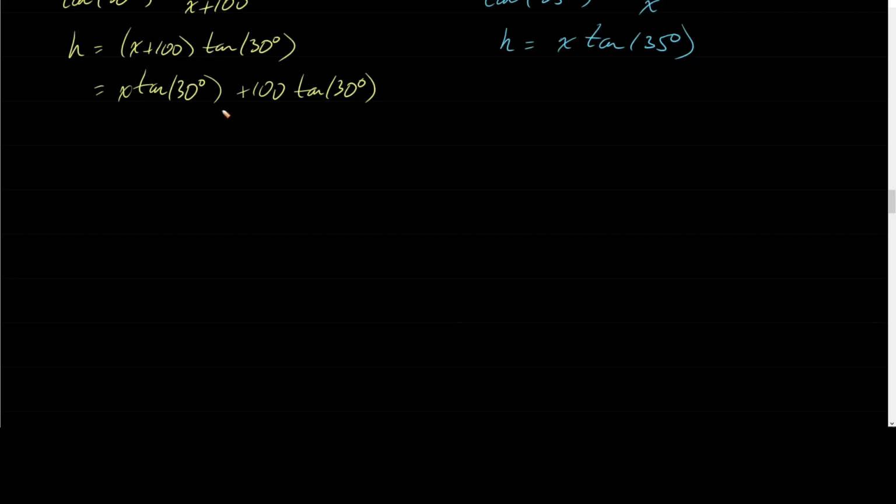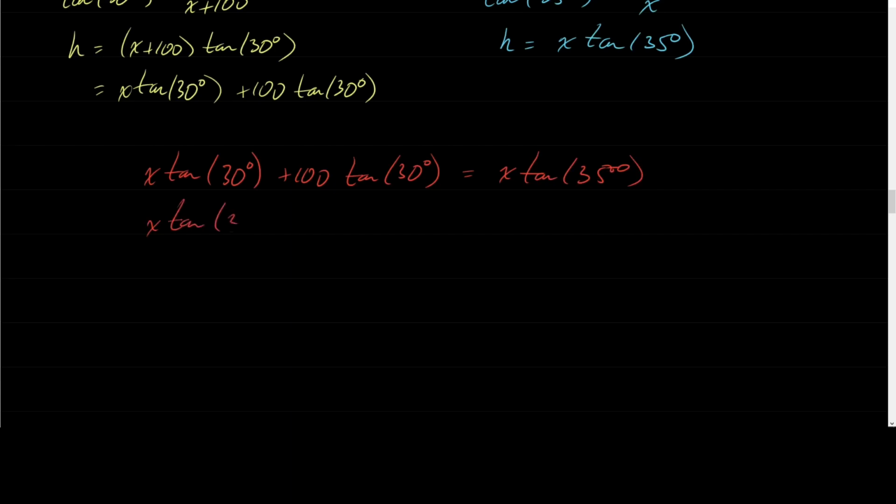So we're going to say here, since I'm going to set these two equal to each other because they're both the same height, I'm going to say that x tan of 30 degrees plus 100 times tan of 30 degrees is equal to x times tangent of 35 degrees. Putting all the x's on one side and all the non-x's on the other, I end up with x tan of 30 degrees minus x tan of 35 degrees is equal to negative 100 tangent of 30 degrees.